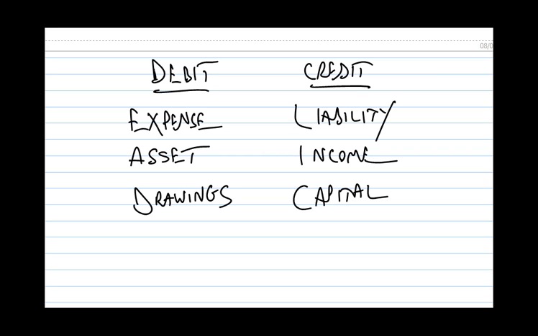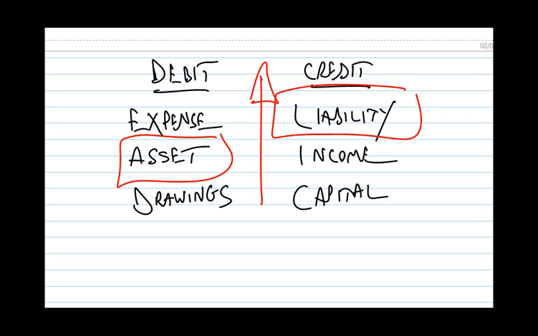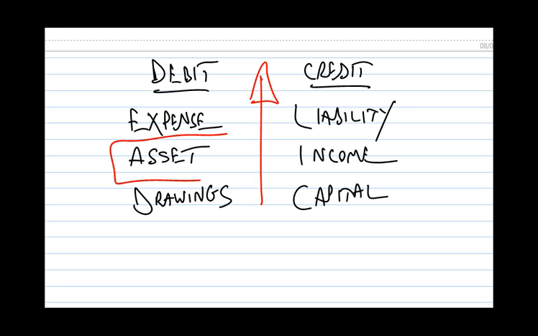Now, the thing to bear in mind is this DEAD CLIC mnemonic is about how we increase each element in our account. So if we're increasing an asset, we debit it. If we're increasing a liability, we credit it. But if we want to do the opposite, if we want to reduce an account, we need to post the other entry. So if I'm trying to reduce an asset, I would actually credit the asset. If I want to reduce the liability, I would actually debit the liability. So remember, the DEAD CLIC principles are about how we increase any particular account in our nominal ledger. Well, that's the basic principles of double entry.